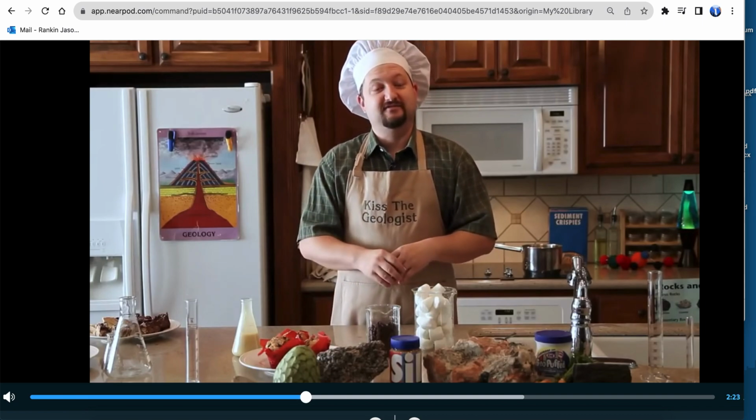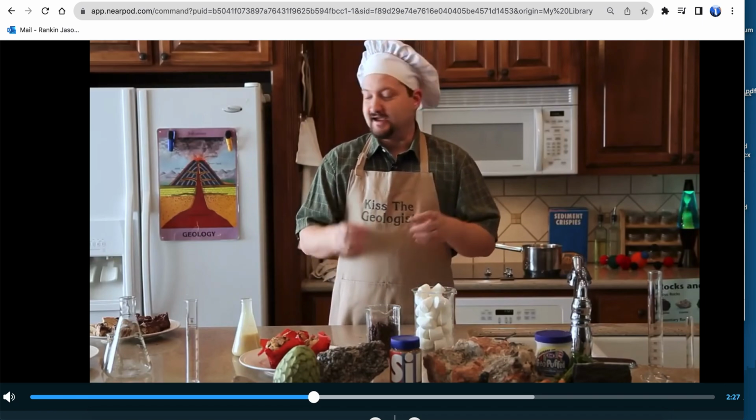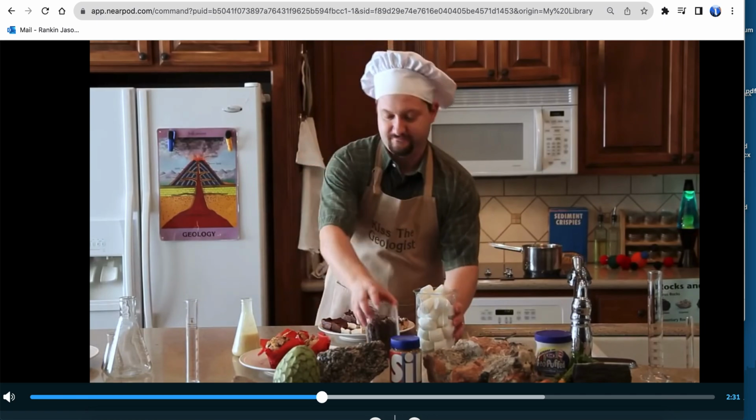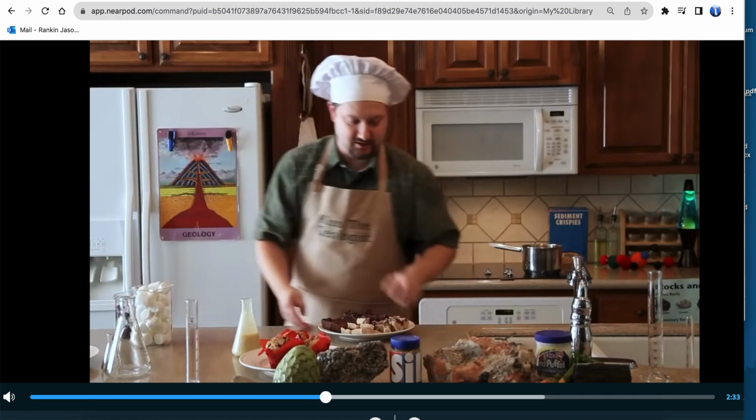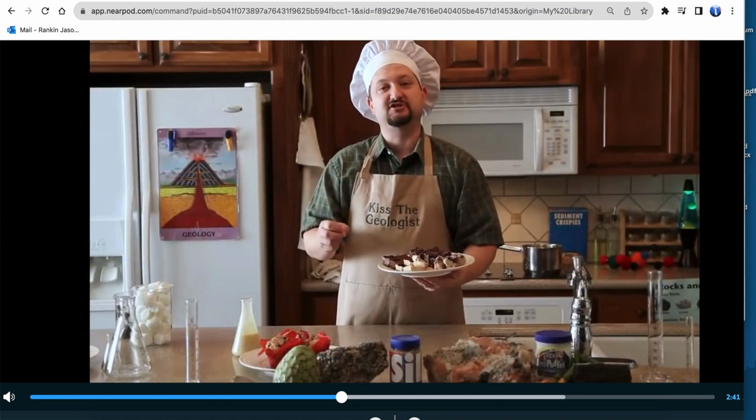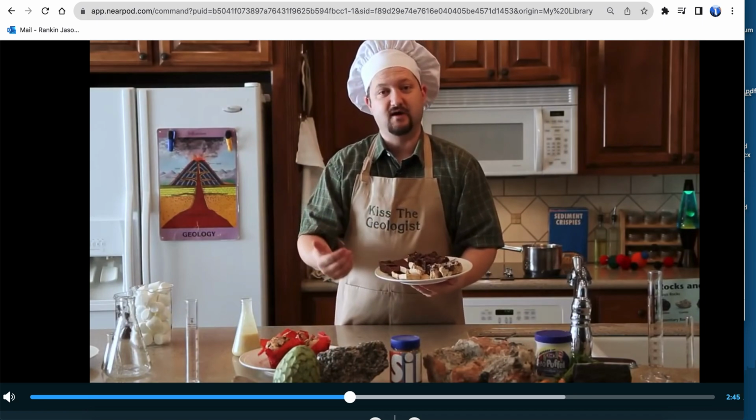Now, how do we classify igneous rocks? The first way is by texture, and that is the size and the arrangement of the minerals within a rock. I have here some fudge that we created, and we have two different colors of fudge, and the color signifies the composition of a rock. The composition is the chemical composition, or the types of minerals that make up the rock.